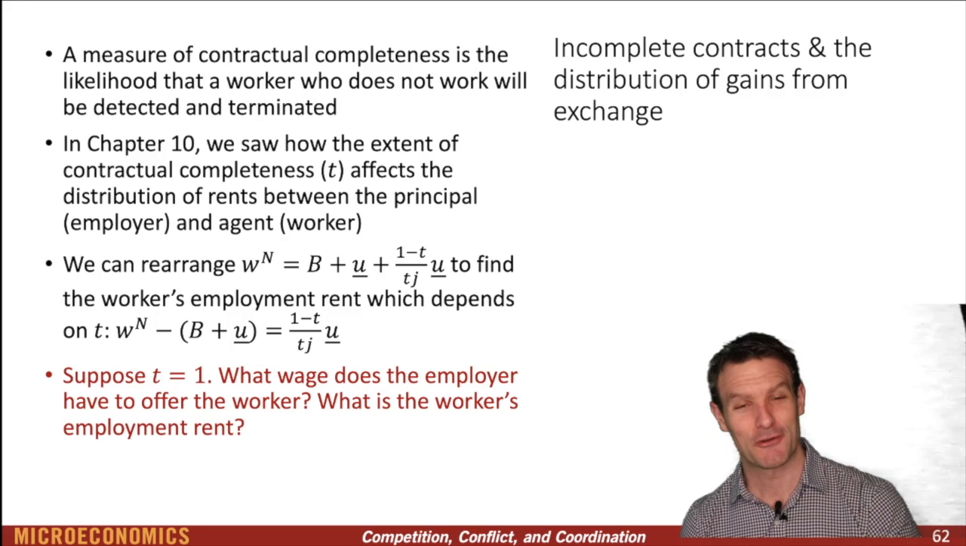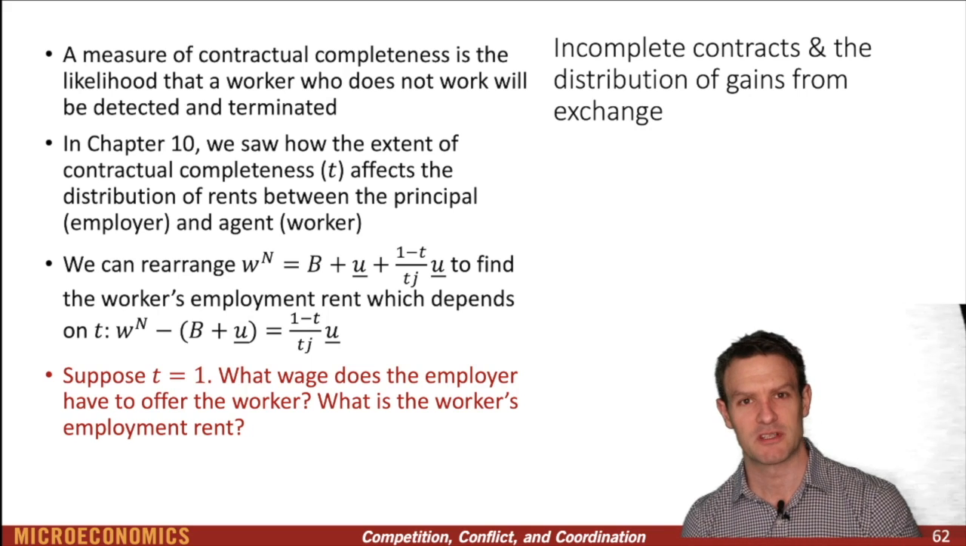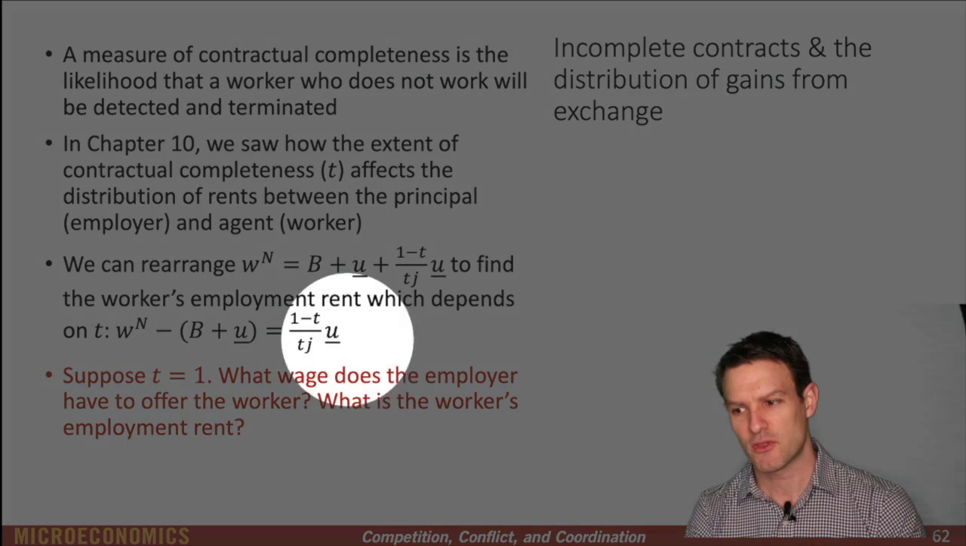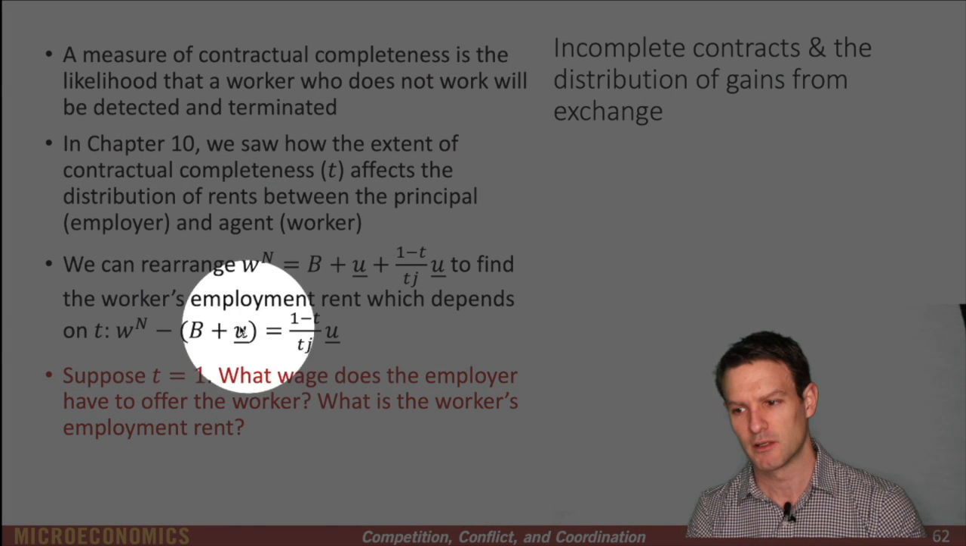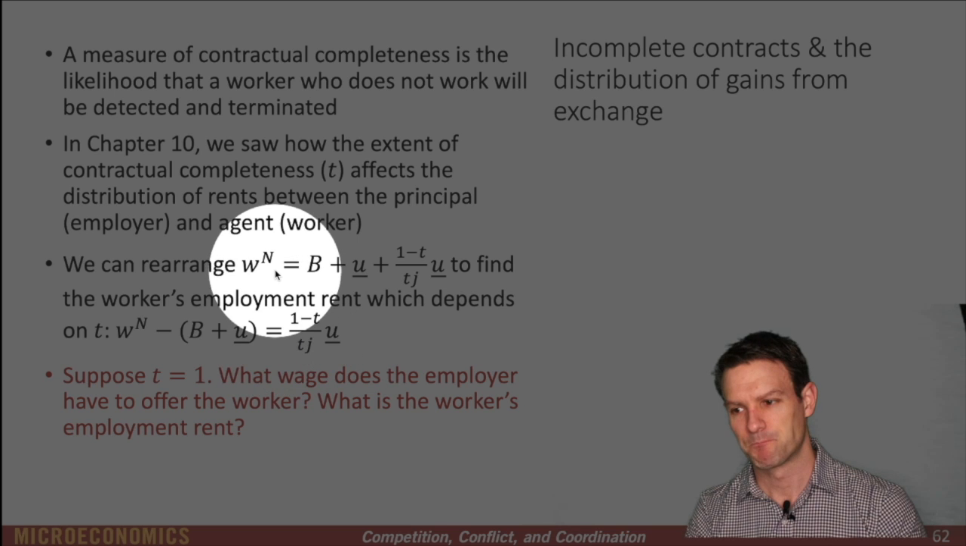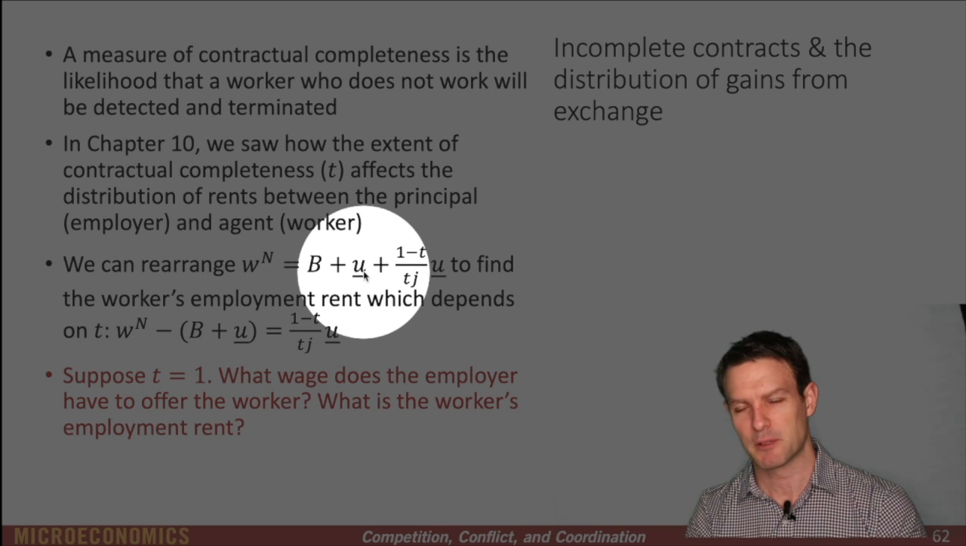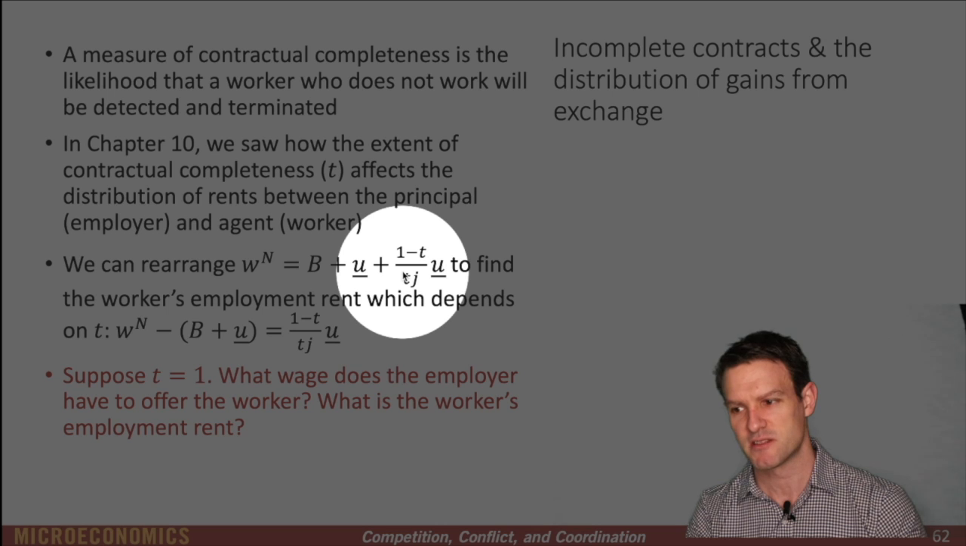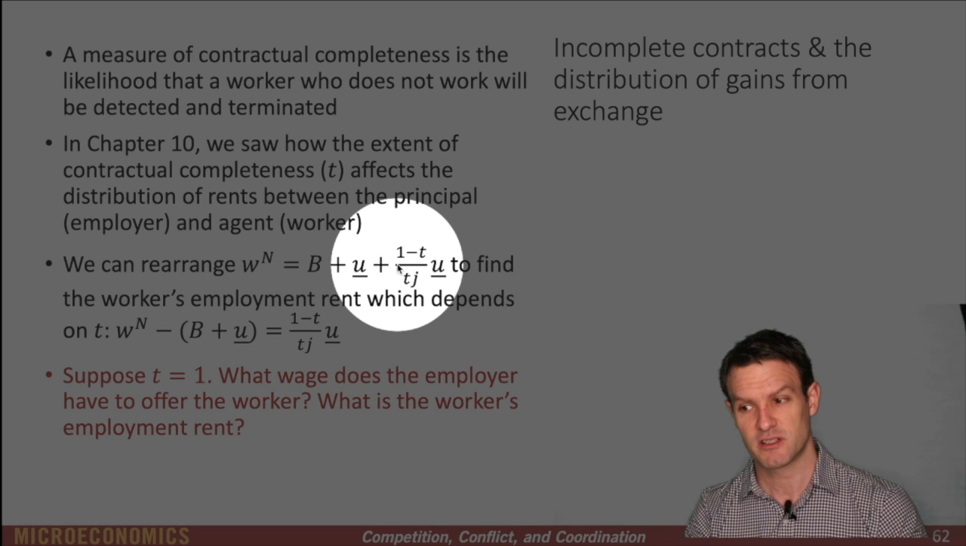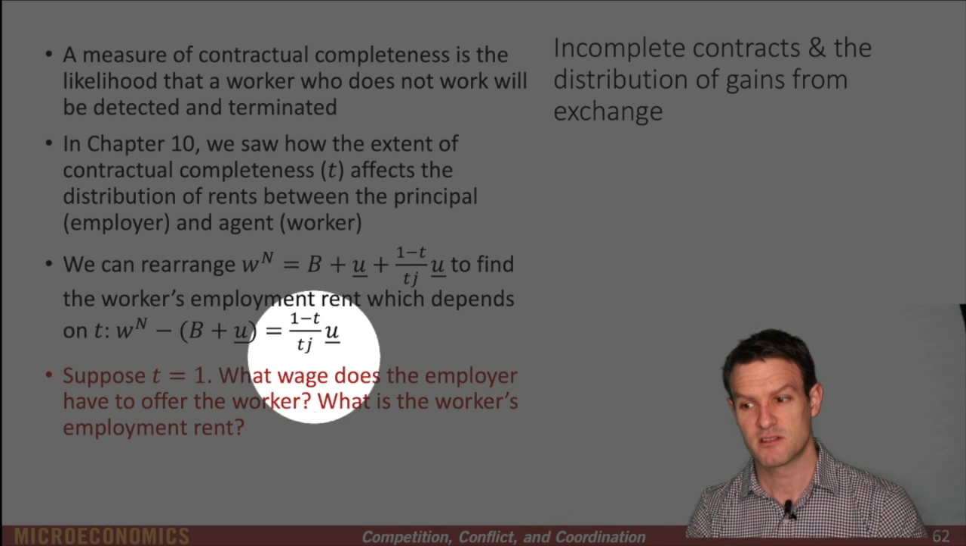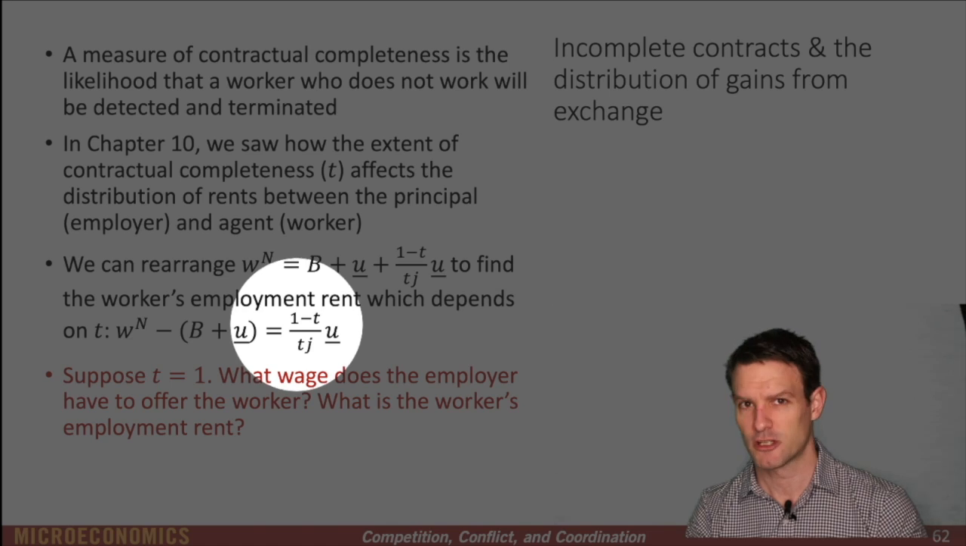Before we do that though, the first thing to ask is, what wage does the employer have to offer the worker if T equals 1? What is the worker's employment rent at that point? So let's look at that quickly with this wage. Think through what's going to happen if T equals 1. We've got WN equals B plus U under bar U plus (1 minus T over TJ) times U. If T equals 1, what do we have there? We've got a 0 in the numerator. Therefore, the worker's employment rent is 0. That whole thing there is going to be 0.